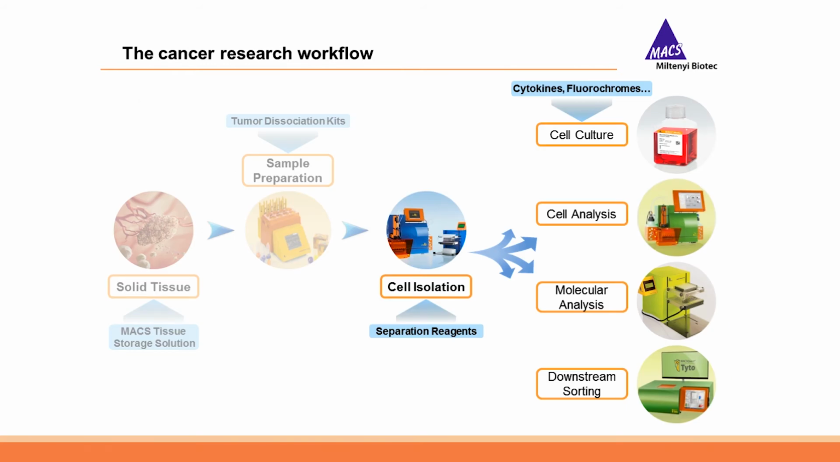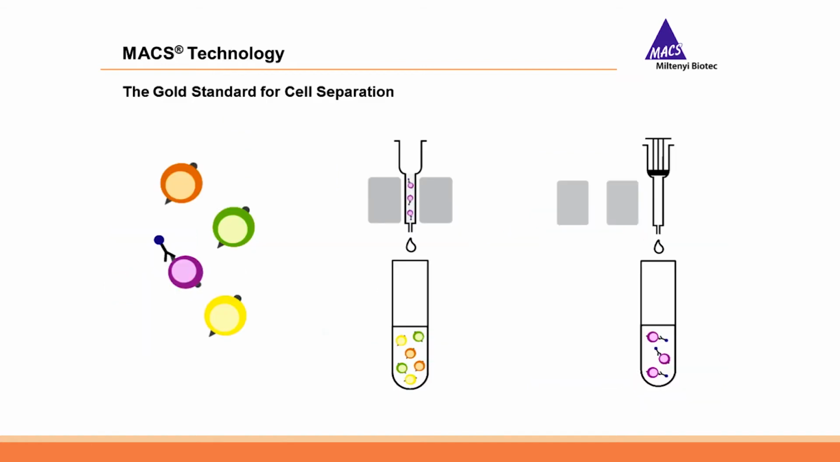So with this, I want to finish the sample preparation part and now go on to the cell isolation. Now you have your viable single cell suspension in good shape, and now you can isolate your target cells. And of course at Miltenyi, we mostly focus on magnetic cell separation. Most of you might know the system, however, I'll briefly explain it. The principle is rather easy.